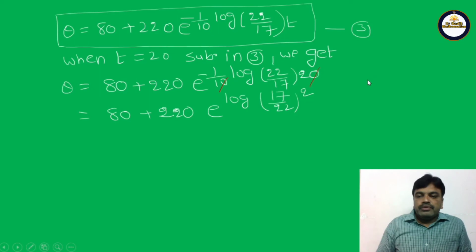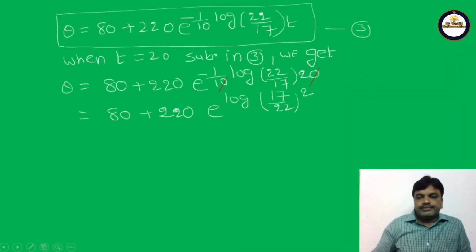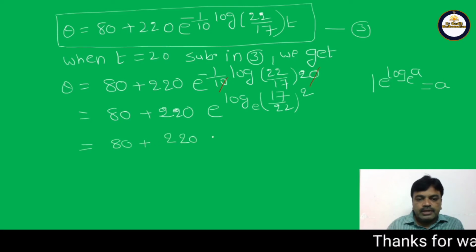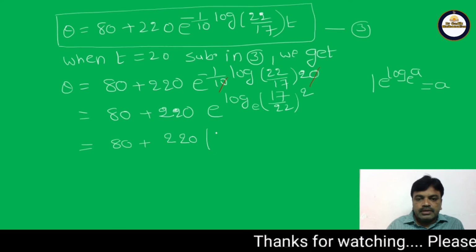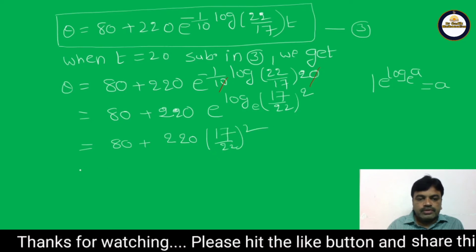Now we have one formula here. What is the formula? e power log a to the base e is equal to a. Now this is e power log a, with base e, friends. So it can be written as 80 plus 220 into 17 by 22 whole square.